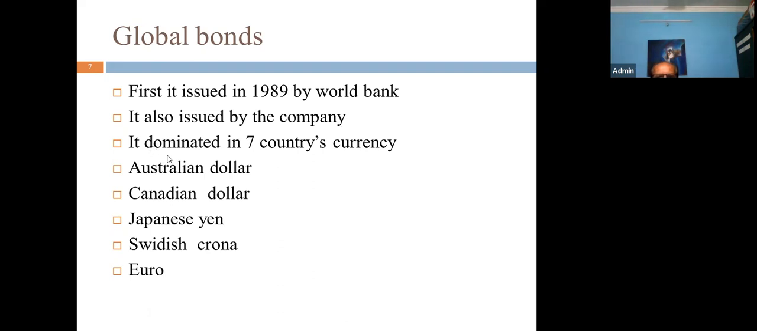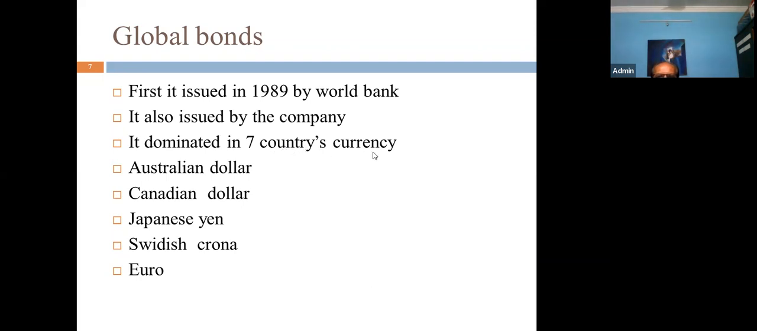Global bonds are denominated in 7 countries' currencies, maybe euro, yen, dollar, pound, Canadian dollar, Australian dollar.